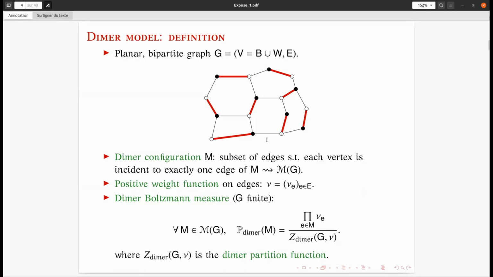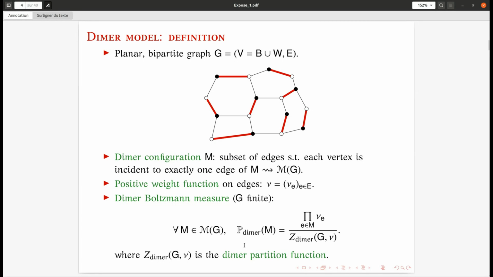And then you introduce a parameter on the model, which is a positive weight function on the edges. And this allows you to define actually the model. So every dimer configuration occurs with a certain probability, which is proportional to the product over all edges in the dimer configuration of the weight of the edges. And you have a normalizing constant so as to make it a probability measure, which is called the dimer partition function.